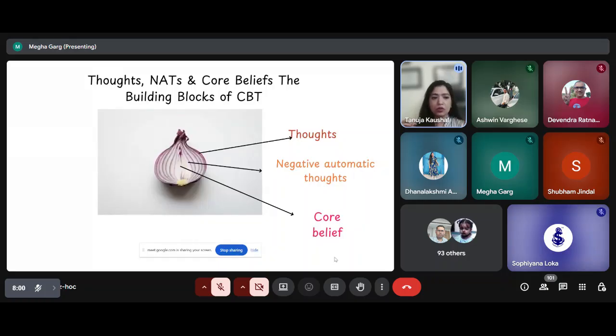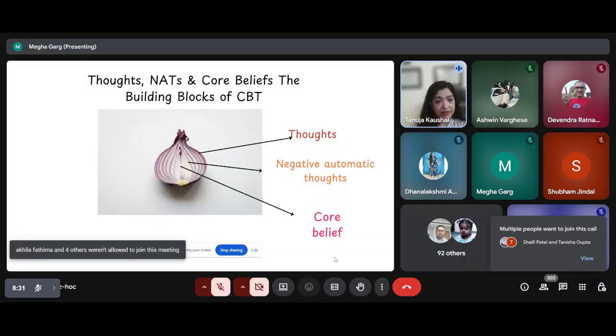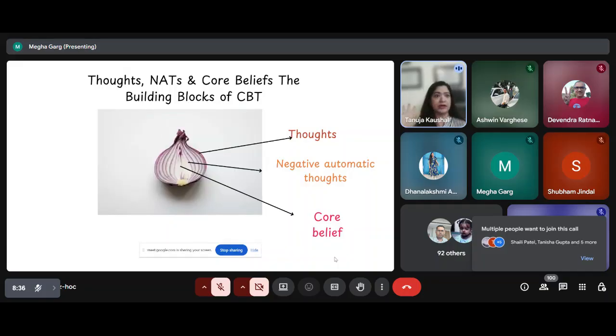Thoughts are what we observe on a day-to-day basis. Like, say for example, the weather is sunny today, or I have to do a lot of work today. These are normal thoughts on the surface layer, what we can observe. On the inner layer are negative automatic thoughts. Now, these negative automatic thoughts, which we also call NATs, are very quick, automatic, autopilot. They pop out of nowhere without warning, and they can be negative. For example, if I make a mistake, I automatically think, oh, I'm terrible at this.